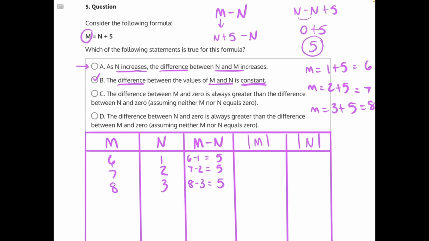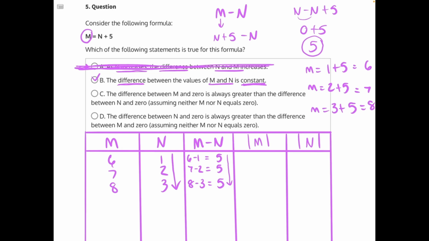So A is incorrect because as n is increasing, the difference is not also increasing, it is staying the exact same, or it is staying constant. So A can be eliminated. At that point, you could probably pick B as your correct answer, but let's say you didn't. Let's say you went on to C and D.